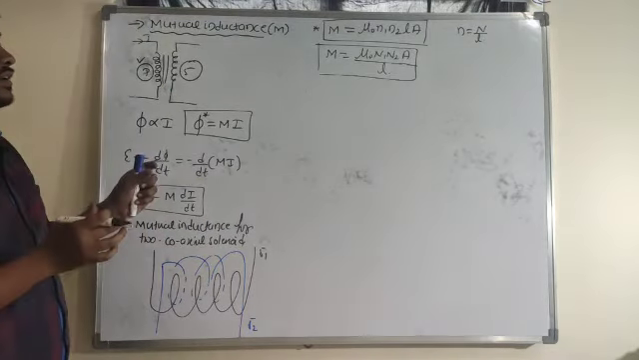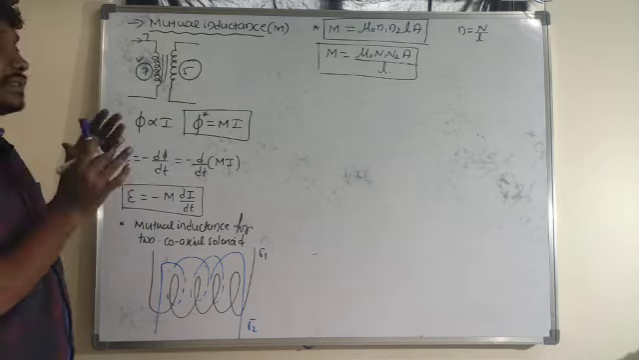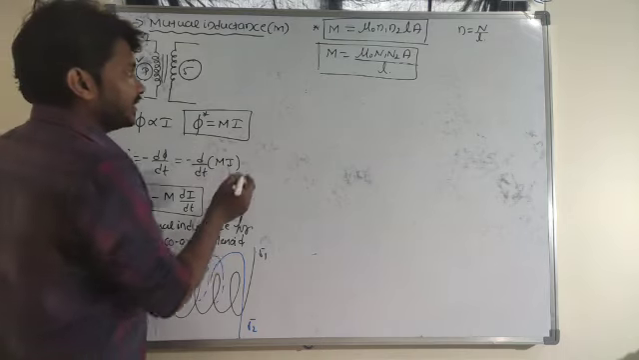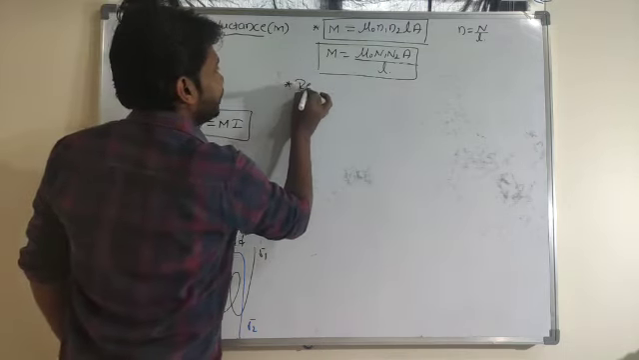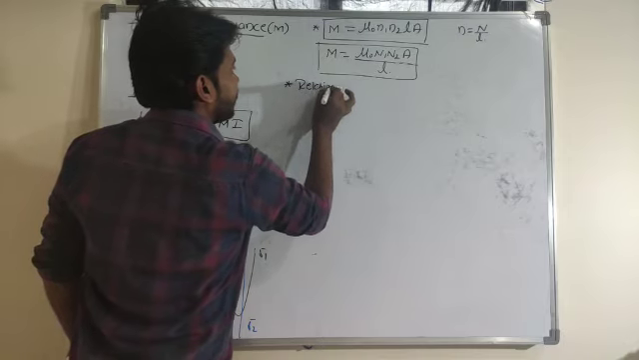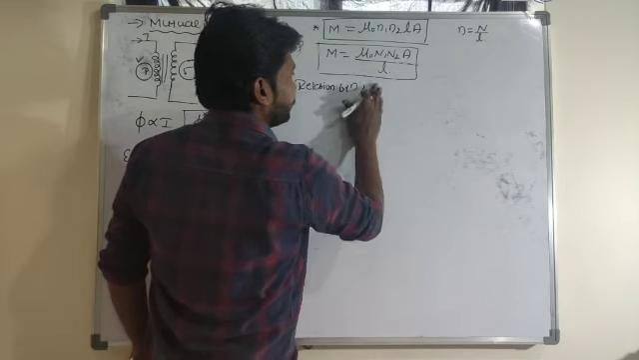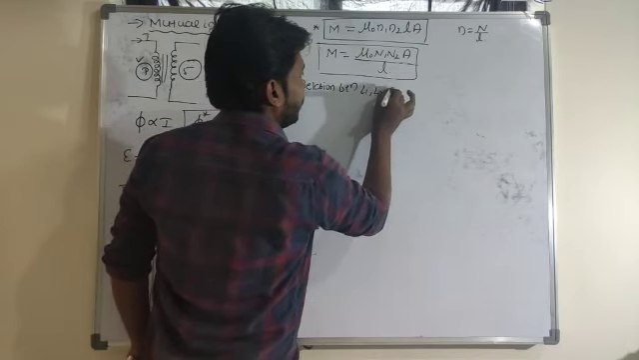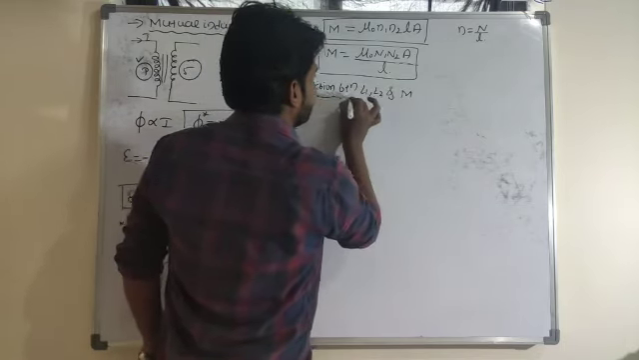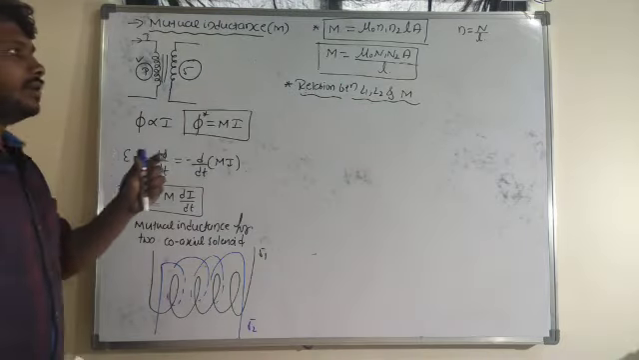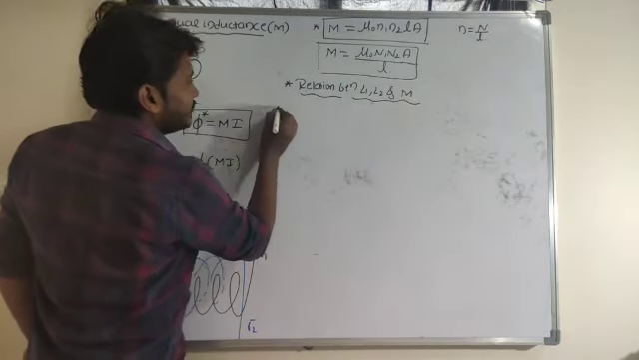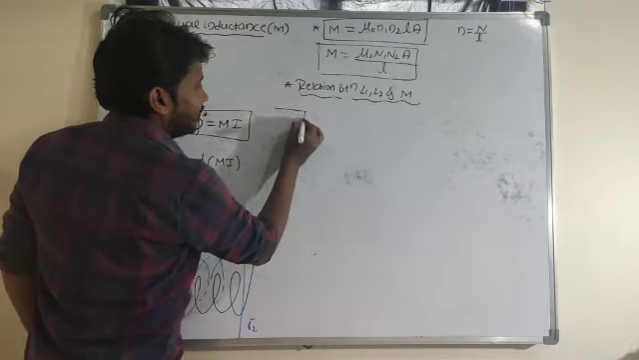Now I will consider the relation between self inductance and mutual inductance. So let me consider the relation between L1, L2 and M. In order to get the relation between L1, L2 and M, I will take two coils here.